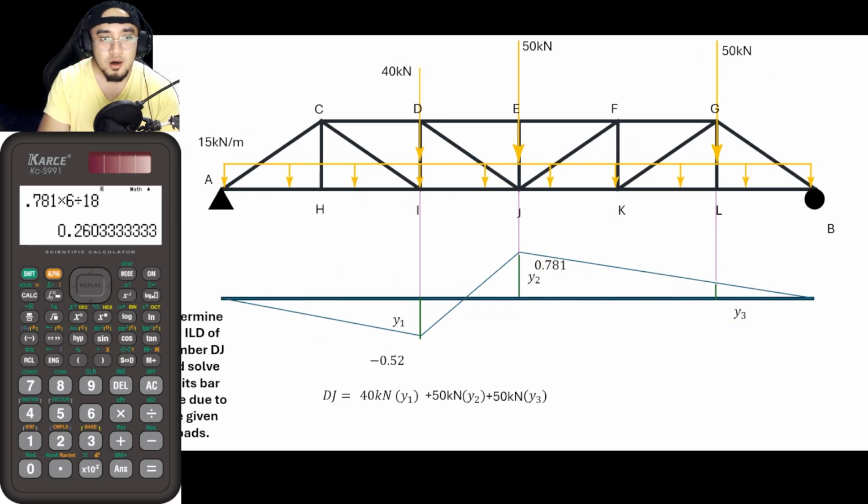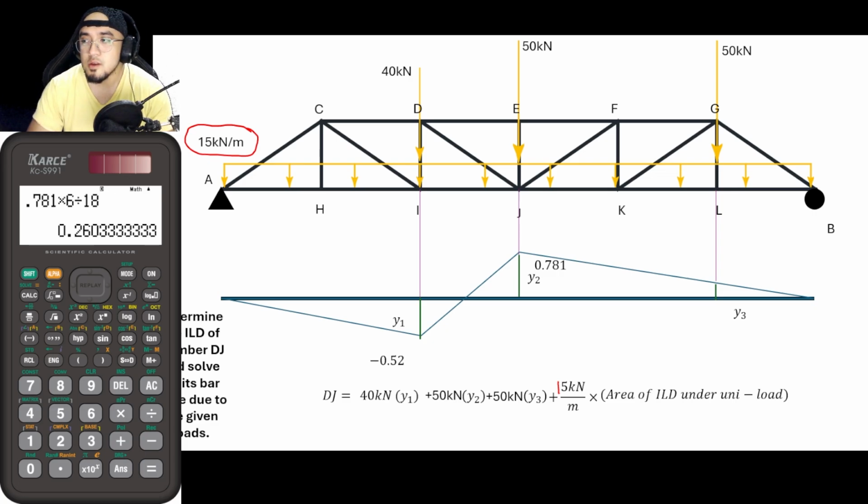So that is plus 15 kilonewton per meter times the area of the ILD under uniform load. In order for us to get the area of the whole ILD, let us find this particular point here, whatever this dimension is.